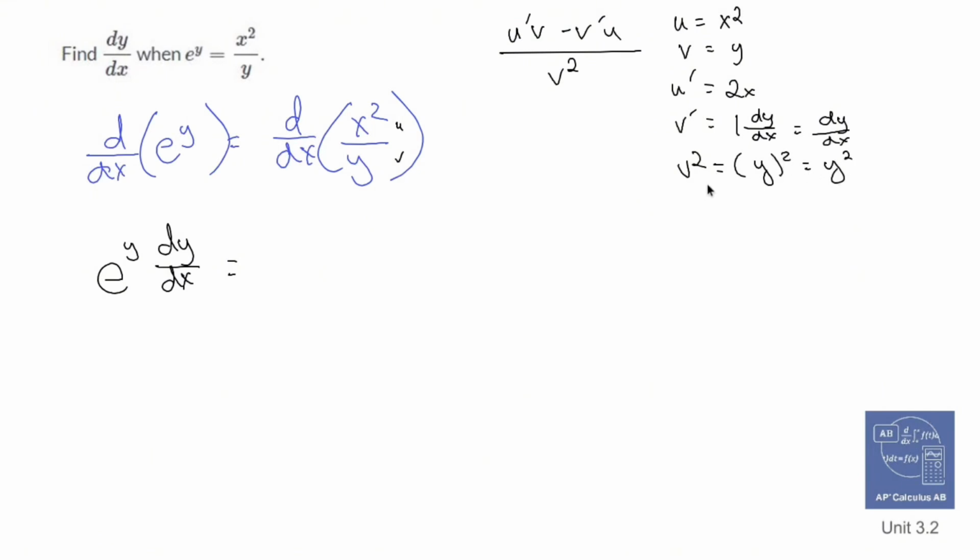Like that. So the right side is going to end up being u prime v, so 2x times v, so y, minus v prime, so dy/dx, times u, x squared, all over y squared.